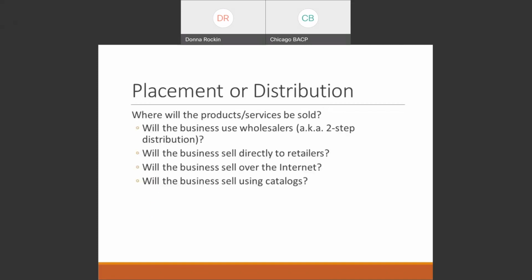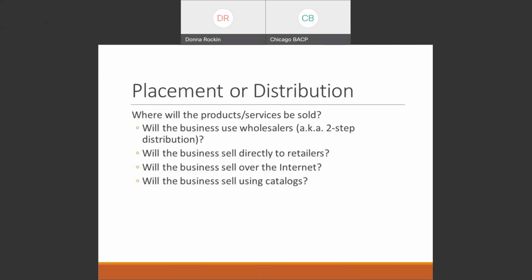Where will your products be sold? Will you use wholesalers? A lot of food manufacturers sell to wholesalers, and then the wholesalers sell to the restaurants or the grocery stores or the 7-Elevens and Quick Marts, or the gas stations. That's two-step distribution. They sell to the wholesalers, the wholesalers sell to the retailers, and the retailer sells directly to the consumer.